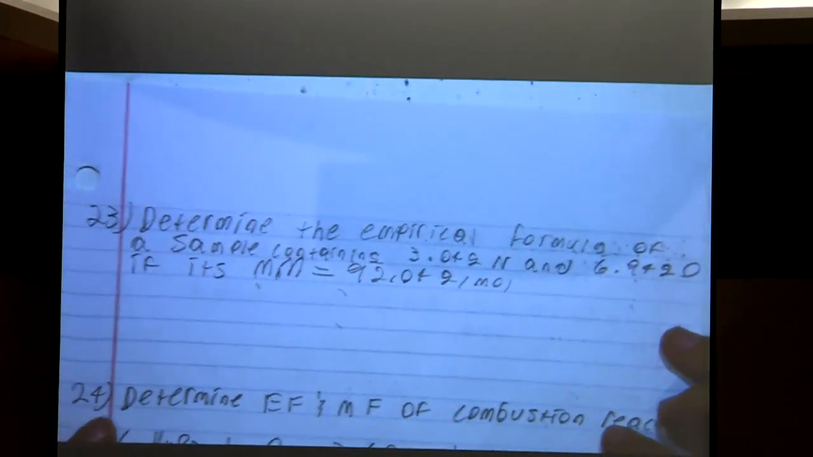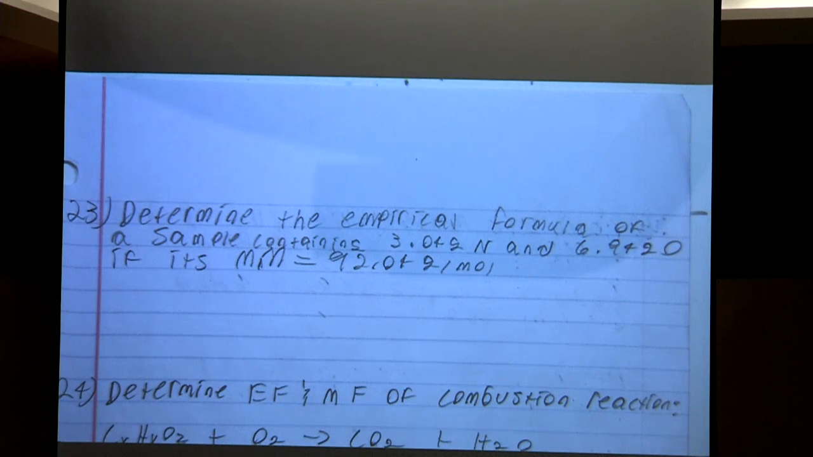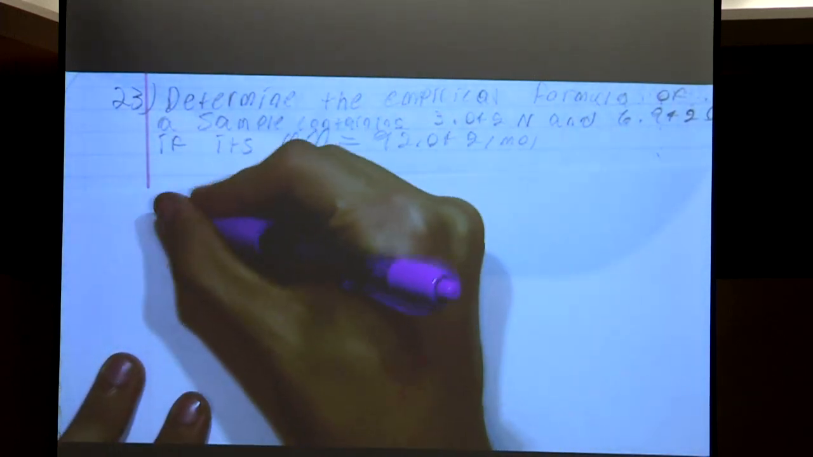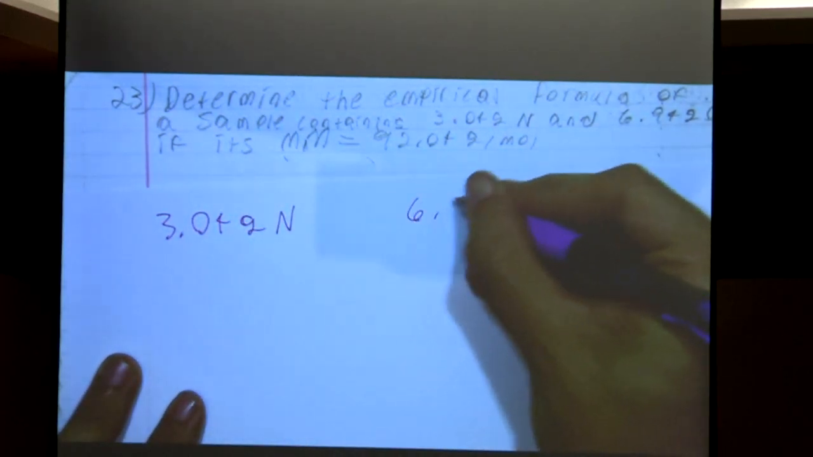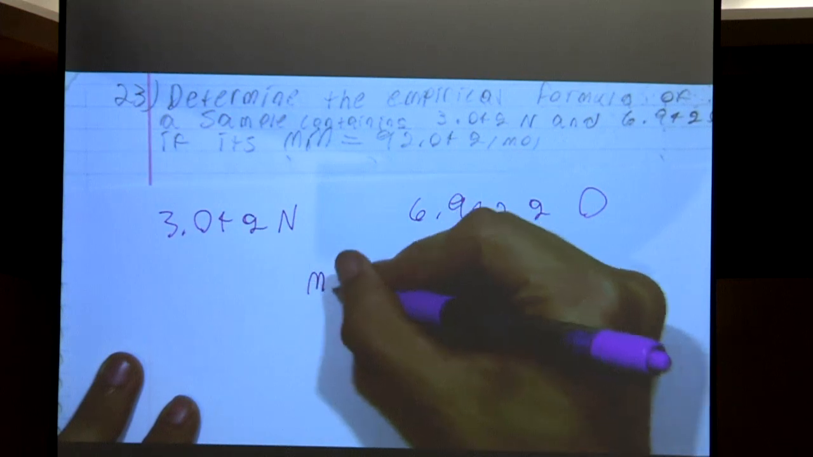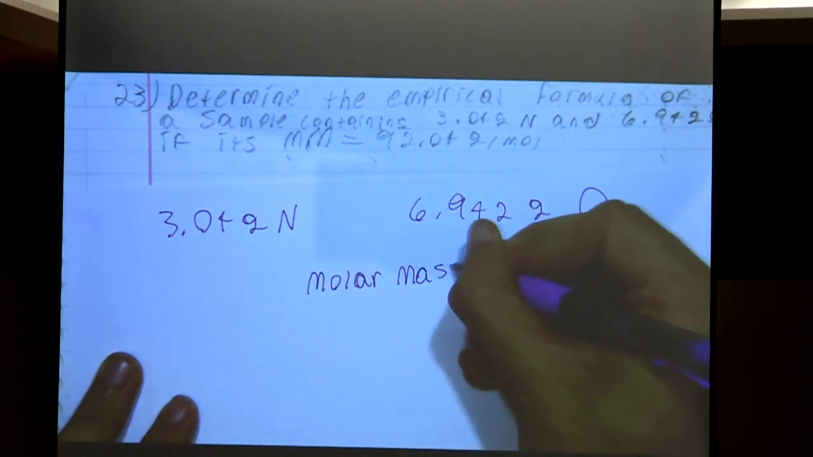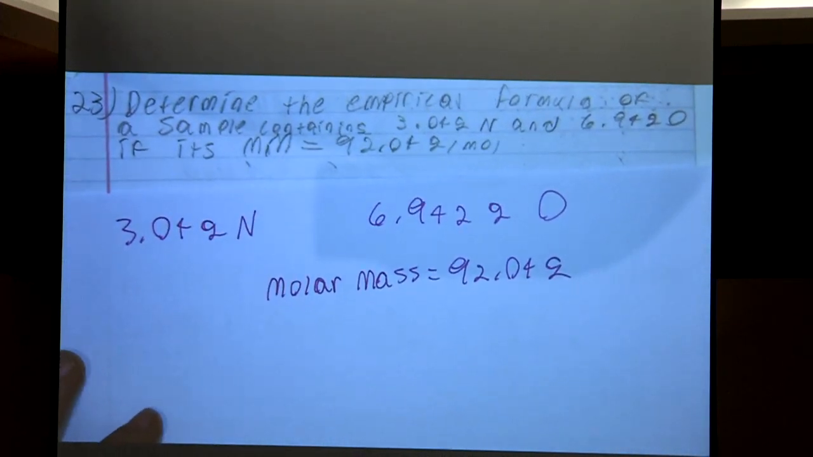So we're going to get to some math stuff now. So we've got 23, determine the empirical formula of a sample containing 3.04 grams of nitrogen and 6.94 grams of oxygen if its molar mass is 92.04 grams per mole. So I've got 3.04 grams of nitrogen, I've got 6.942 grams of oxygen. My molar mass is 92.04 grams.